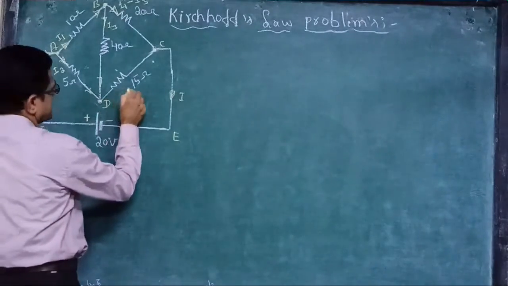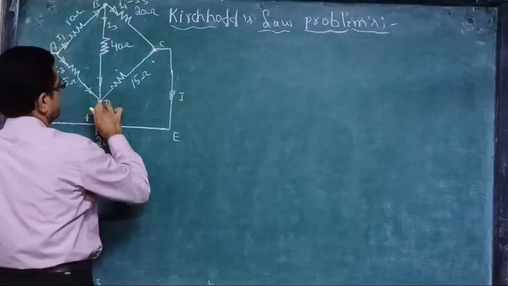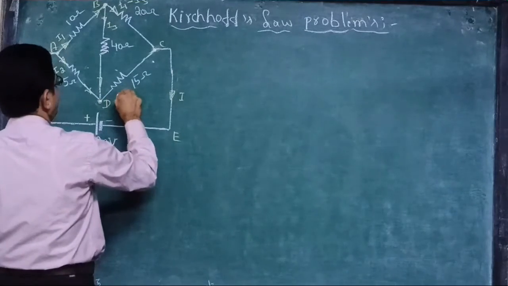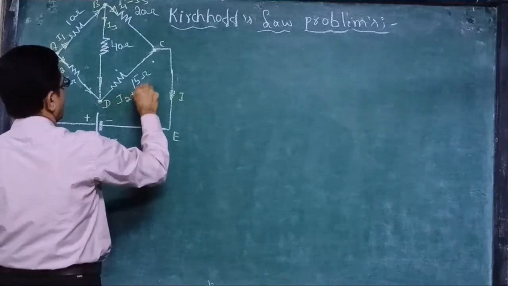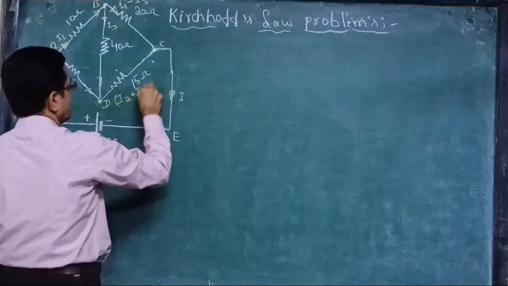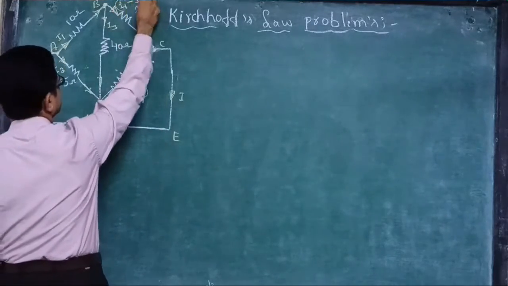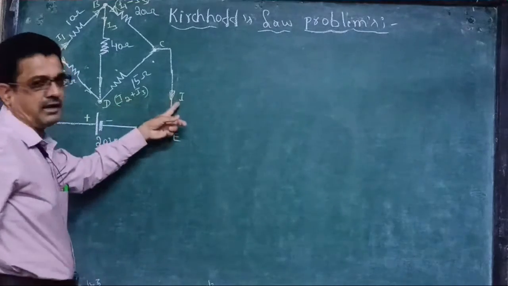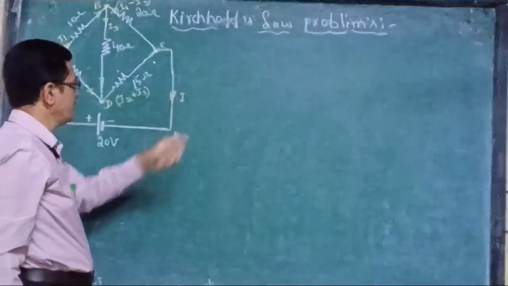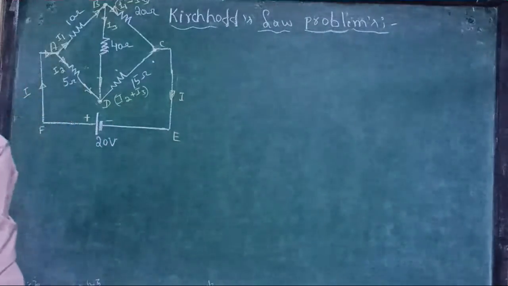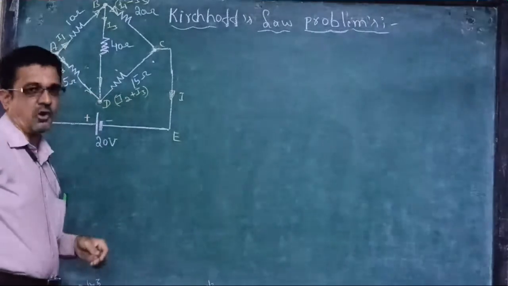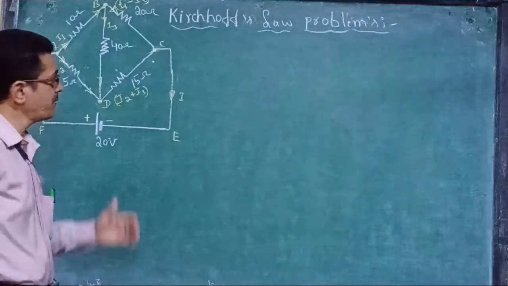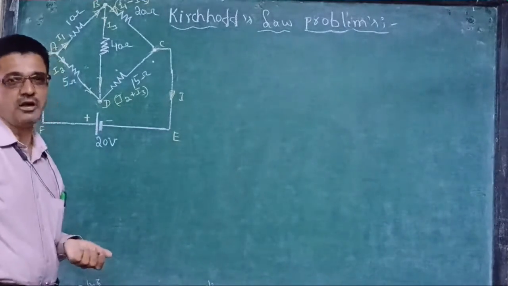So in this branch, that means the DC branch, the current is I2 plus I3. And this current is I1 minus I3. So here the total current flows. In this complex network we can easily solve the problems by applying Kirchhoff's mesh law, or voltage law.